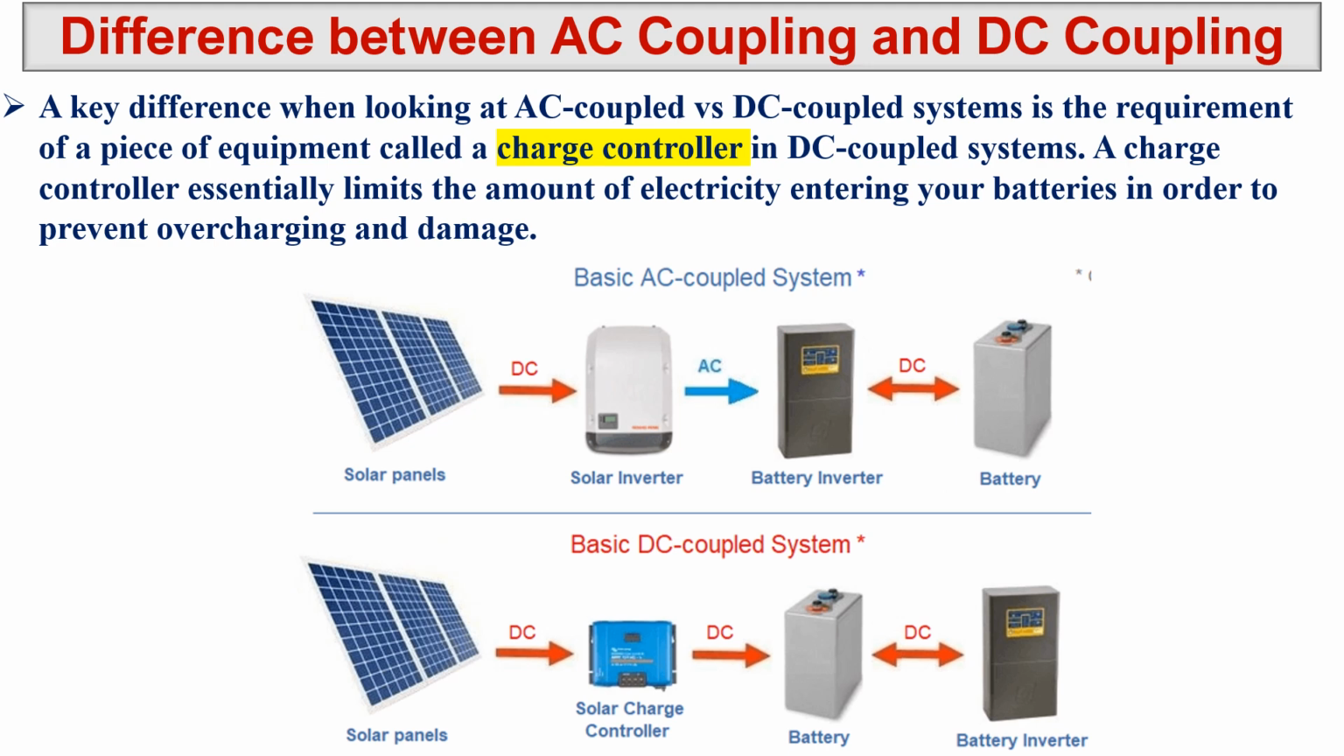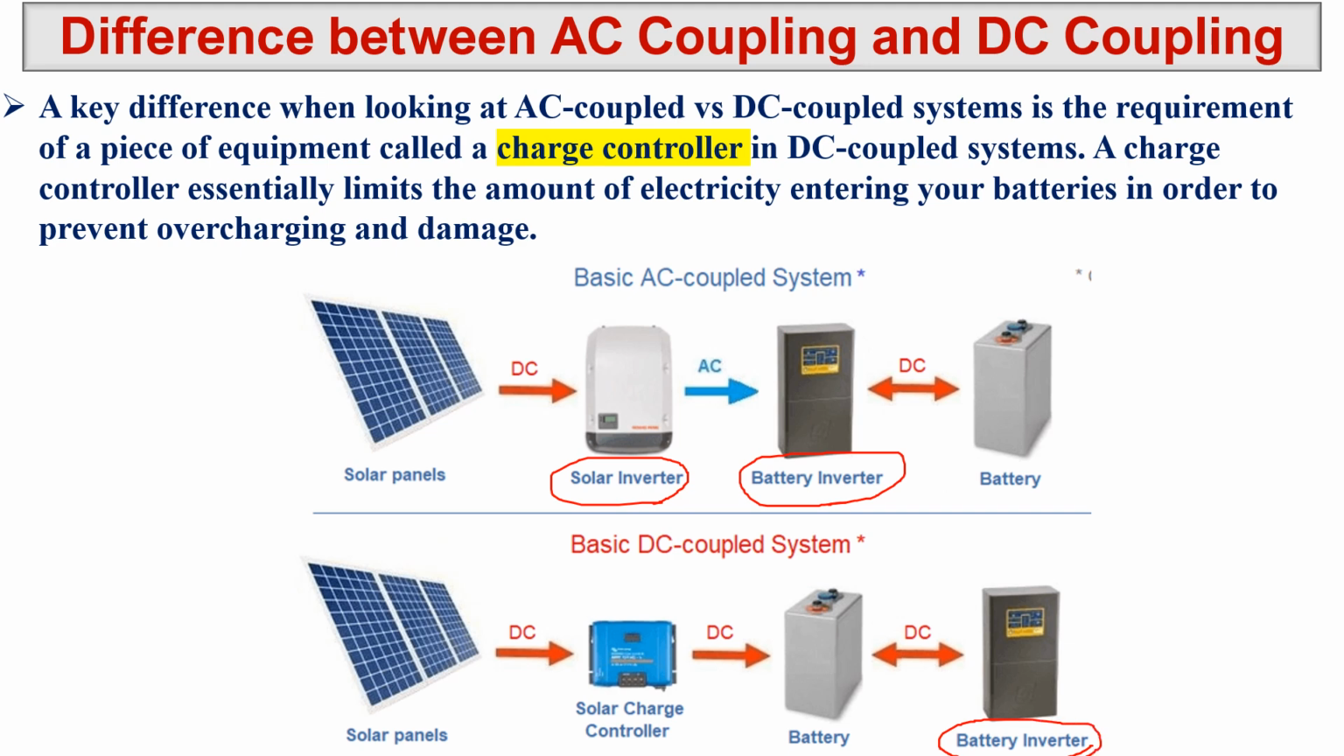So here, look at this. In this picture, we have an AC coupling system and a DC coupling system. If you look here, in the AC coupling system, we need to use two inverters. One is a solar inverter, another one is a battery inverter. Sometimes we use a hybrid inverter. So the AC coupling system is expensive because we are using two inverters. In the DC coupling system, we are using only one inverter. This is the major difference between these two systems.